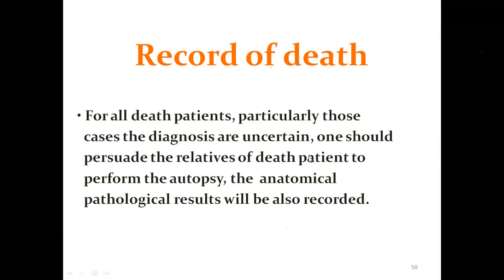For all death patients, particularly those whose diagnosis is uncertain, one should persuade the relatives of the deceased to perform the autopsy. The anatomical pathological results will also be recorded. So that's why the autopsy is done. The reason is that if we are not sure what the cause of death is, we do this pathological autopsy and find the pathological results and record them. That can also be used for research and future purposes, or medical legal purposes also.